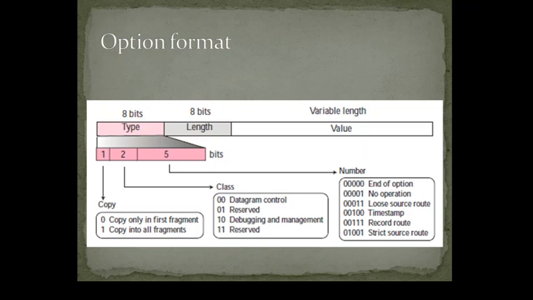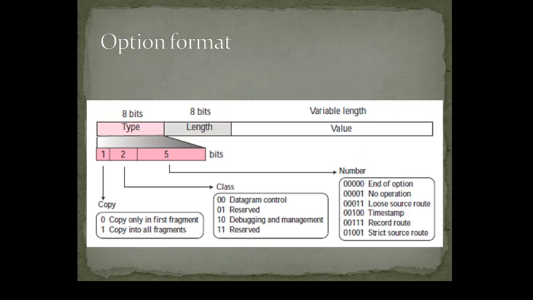Say here in the first 8 bits we are trying to store some information: 1 bit, the next 2 bits and the next 5 bits. So in the first bit we are storing the copy information. This 1 bit controls the presence of the option in fragments. When its value is 0, it means that the option must be copied only to the first fragment. If the value is 1, it means the option must be copied to all fragments.